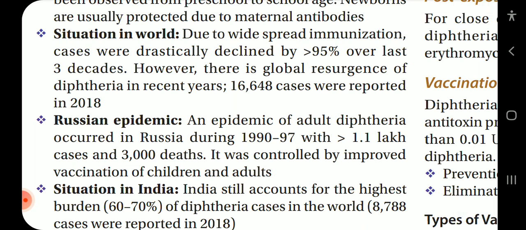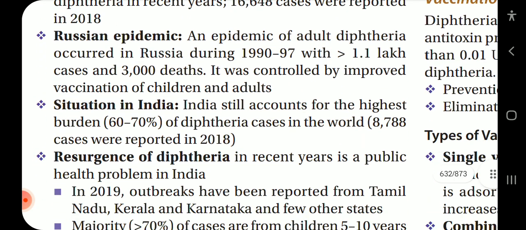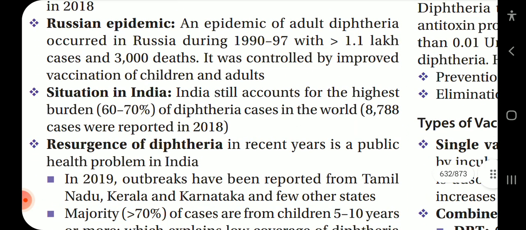Situation in the world: due to widespread immunization, cases have drastically declined by 95% over the last 3 decades. However, there is a global resurgence of diphtheria in recent years. 16,648 cases were reported in 2018. Russian epidemic: an epidemic of adult diphtheria occurred in Russia during 1990-97 with more than 1.1 lakh cases and 3,000 deaths. It was controlled by improved vaccination of children and adults.